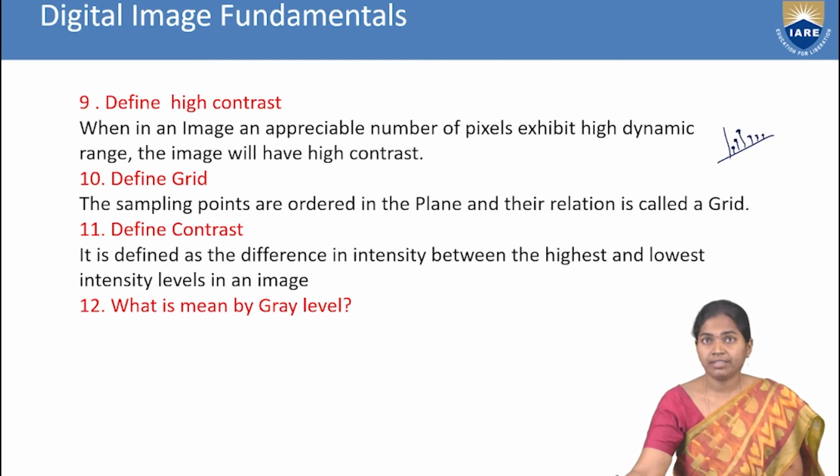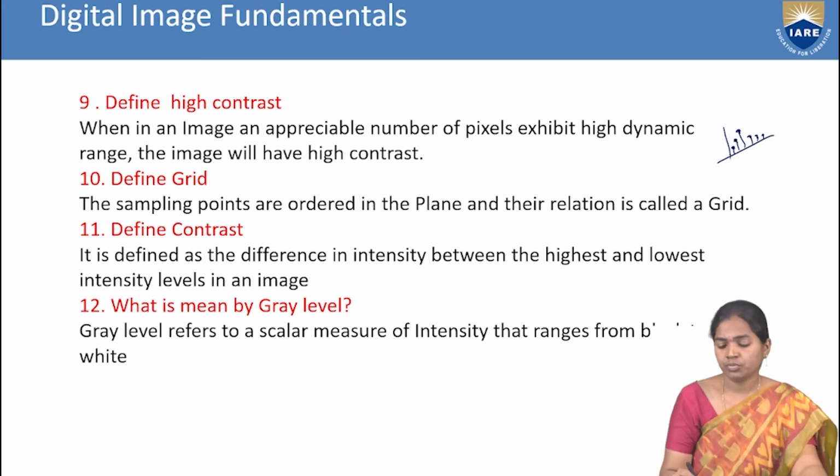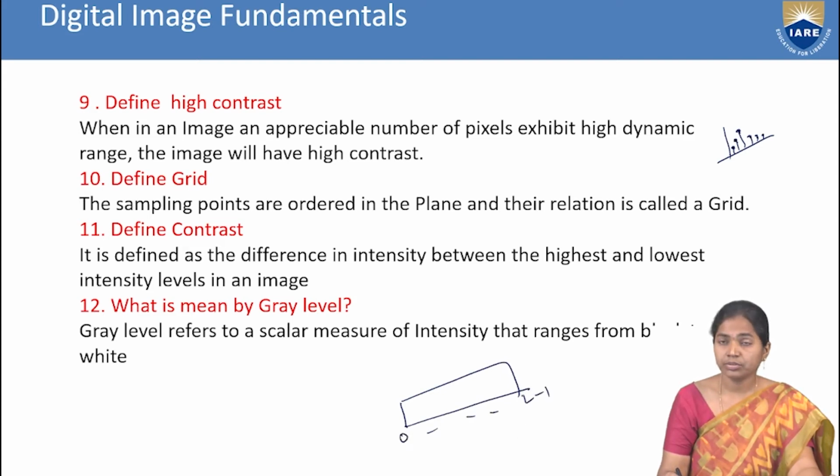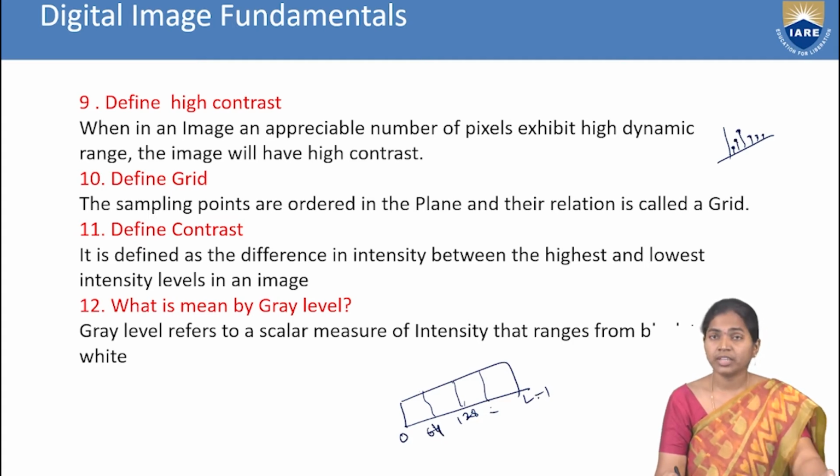What is meant by gray level? Gray level refers to a scale or measure of intensity that ranges from black to white. Here the gray scale is 0 to L minus 1, for example 256, 64, 128 levels. So it goes from minimum gray level to maximum gray level value. Here it is a scalar, so we represent the grayscale in the form of a scale only. 0 to L minus 1 means minimum to maximum grayscale.